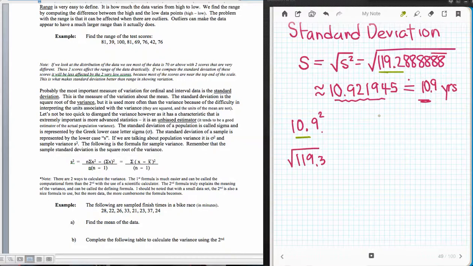And if we square 10.9, oops, we square 10.9, what you get is 118.81. Now how does that compare to 119.2888? Not the same, right? So because this doesn't equal what the actual variance was, that's why we need to have this, because if you square 10.9219459, what you get is 119.28888, and it doesn't keep going eights, but it's close.